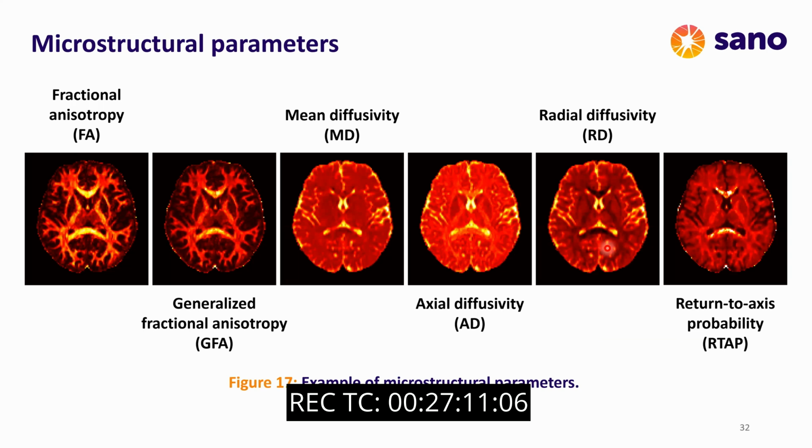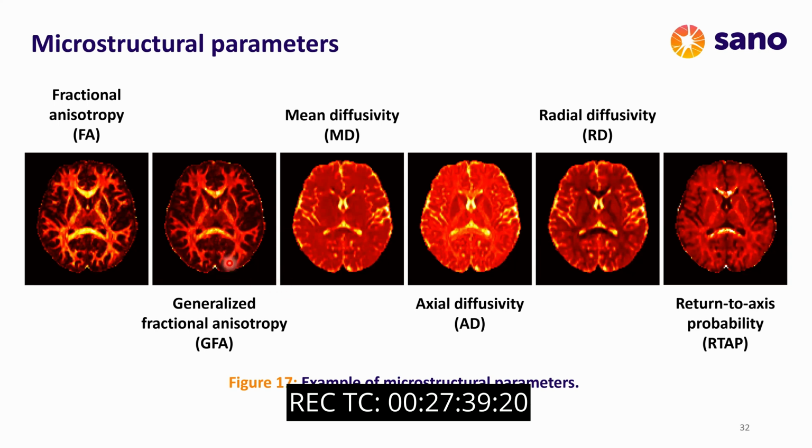The microstructural parameters obtained after modeling the diffusion signal include, for example, fractional anisotropy, generalized fractional anisotropy, mean diffusivity, axial diffusivity, radial diffusivity, and also return to axis probability. The fractional anisotropy measures the anisotropic diffusion fraction, so the difference between the diffusion tensor ellipsoid and an ideal sphere.